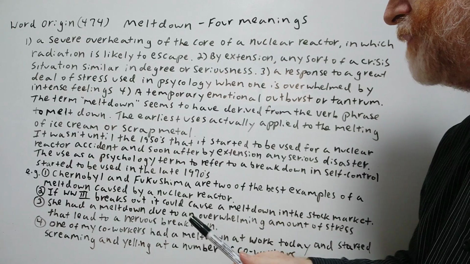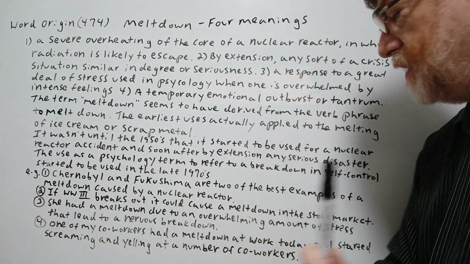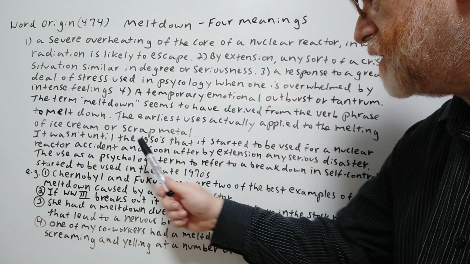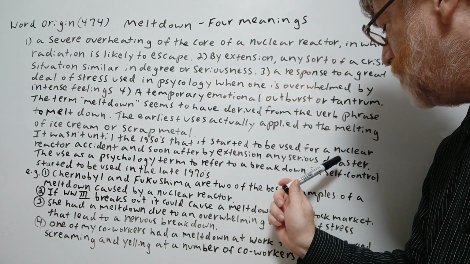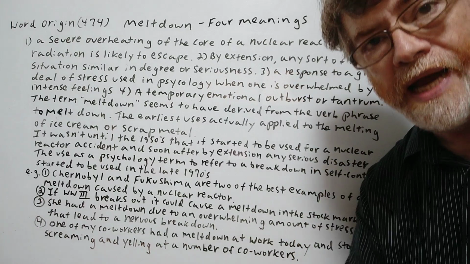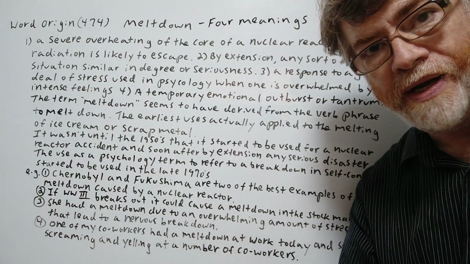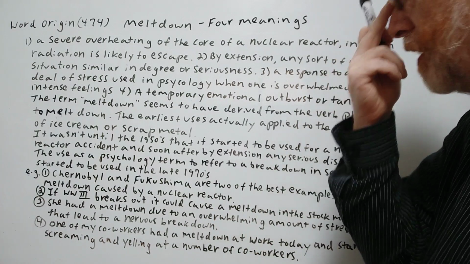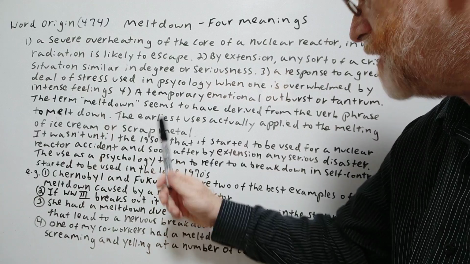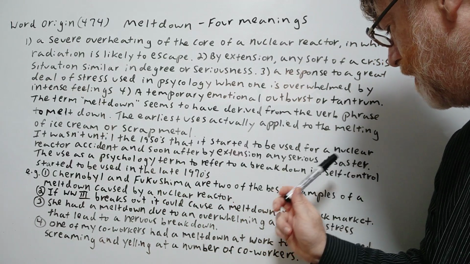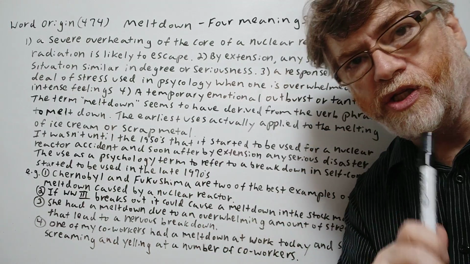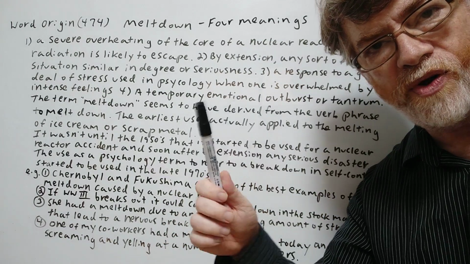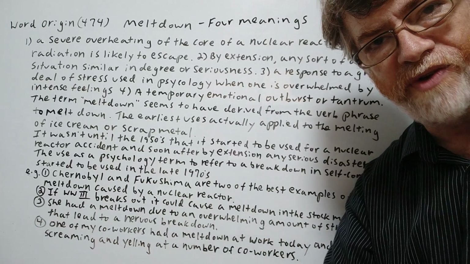All right, let's continue. It wasn't until the 1950s that it started to be used for a nuclear reactor accident, and soon after, by extension, any serious disaster. Now, in a real nuclear meltdown, some metal does actually melt down, so that's probably the connection. The use as a psychology term to refer to a breakdown in self-control started to be used in the late 1970s, and the fourth meaning probably just was soon after that.